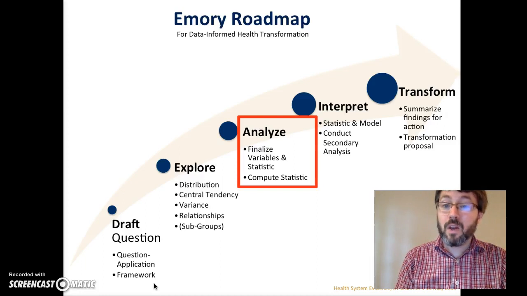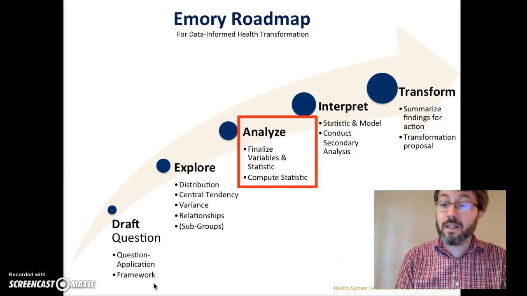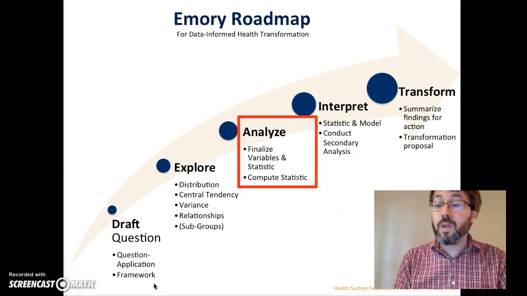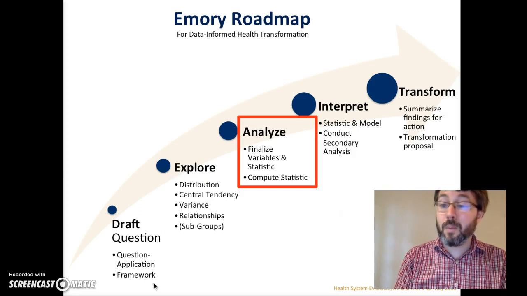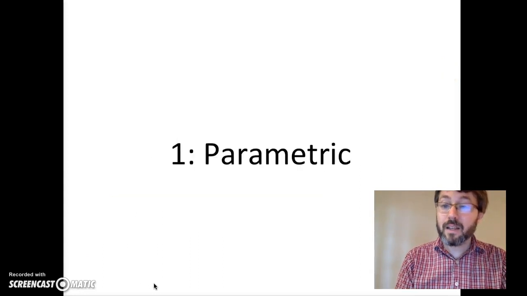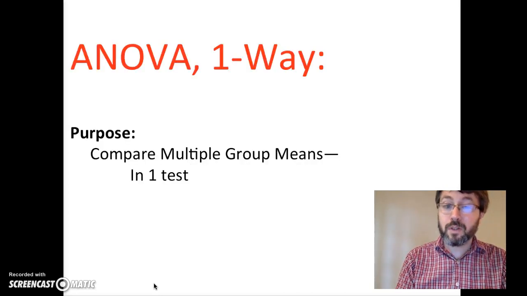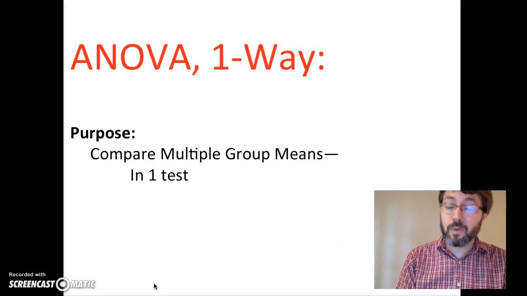As we've said, we're looking at the analysis. We've already done the description, central tendency, variance, relationships, subgroups, looking at the exploration of our data to know which analytic statistic is going to help us answer our practice-based question. And we've said that the ANOVA is the parametric test that lets us compare multiple groups. And its purpose is to look at the means of multiple groups within one test.